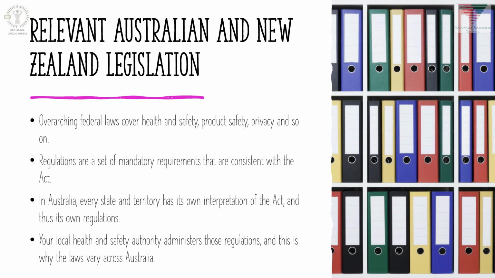Relevant Australian and New Zealand legislation. Overarching federal laws, acts, cover health and safety, product safety, privacy, and so on. Regulations are a set of mandatory requirements that are consistent with the Act. In Australia, every state and territory has its own interpretation of the Act, and thus its own regulations. Your local health and safety authority administers those regulations, and this is why the laws vary across Australia.